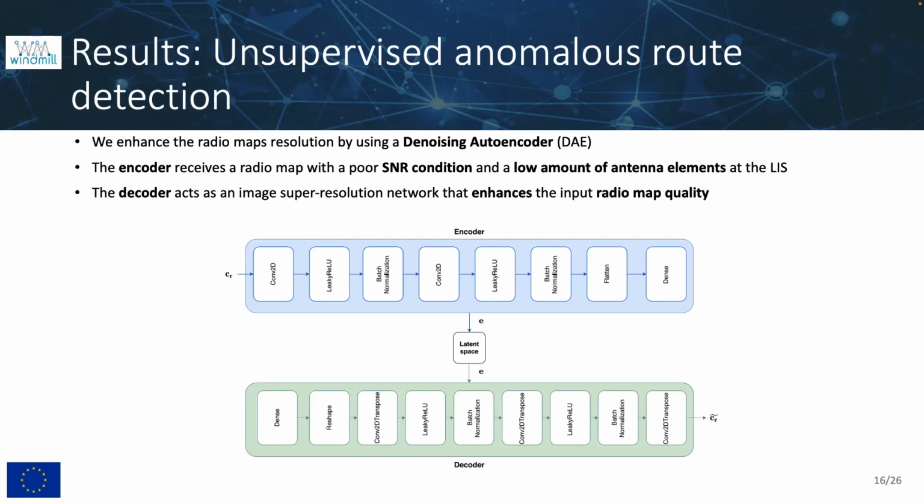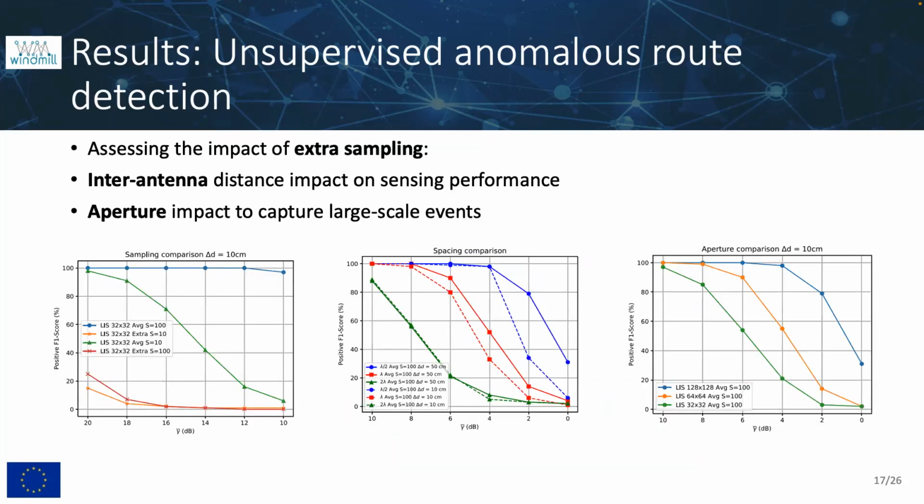Then the encoder learns this mapping from a lower or harder condition towards a higher and better condition. So here we are doing a mapping from a lower resolution image to a higher resolution image. And these are, again, some results regarding that.